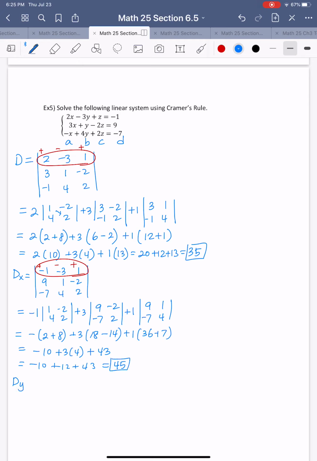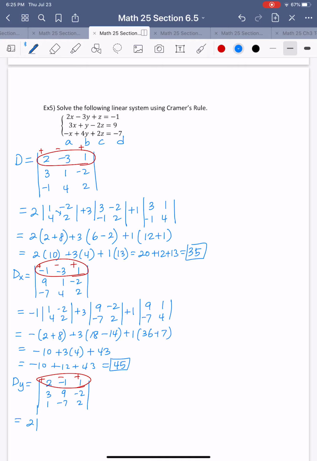Alright, this is D sub y. Now I use 2, 3, 1. And then instead of the b, I use a d. So negative 1, 9, and negative 7. And then I got 1, negative 2, and 2. So I'm using the first row, positive, negative, positive, right?